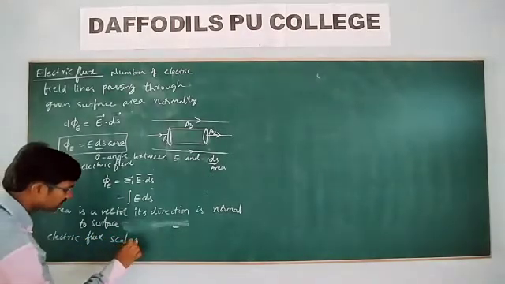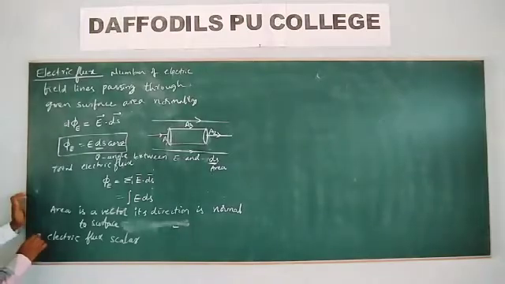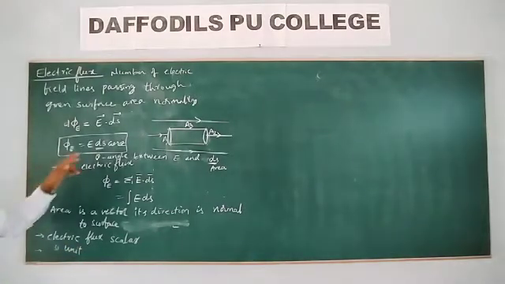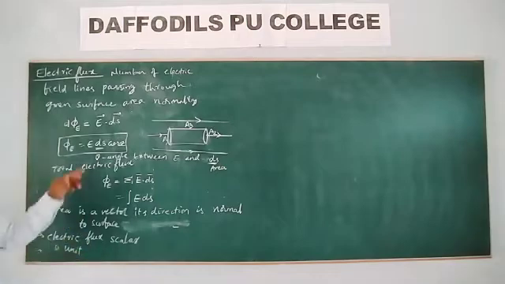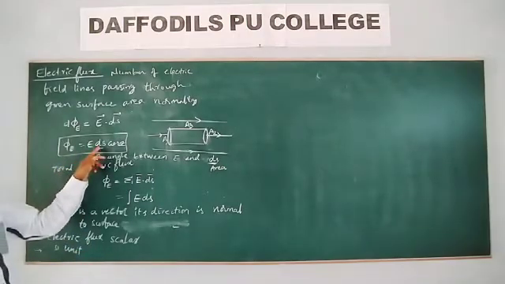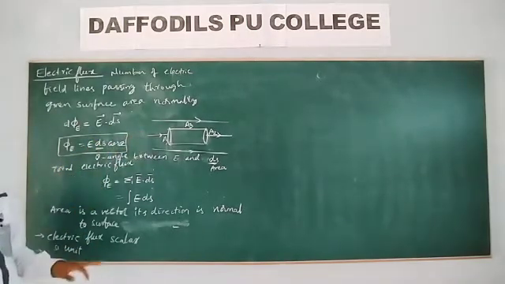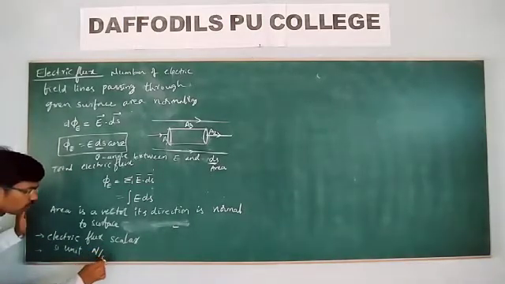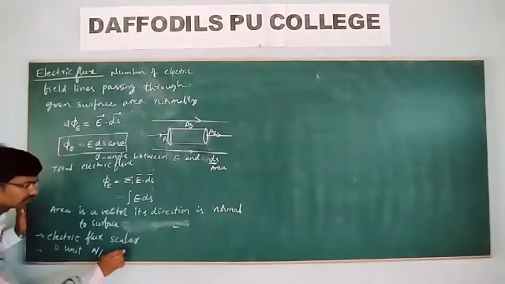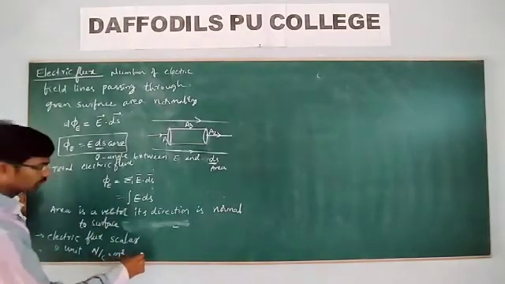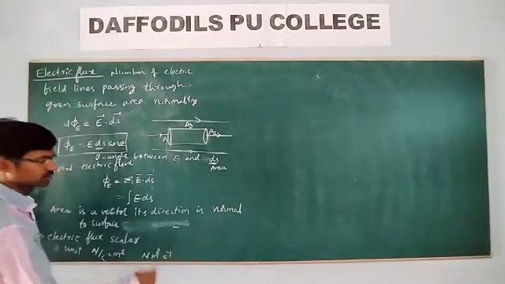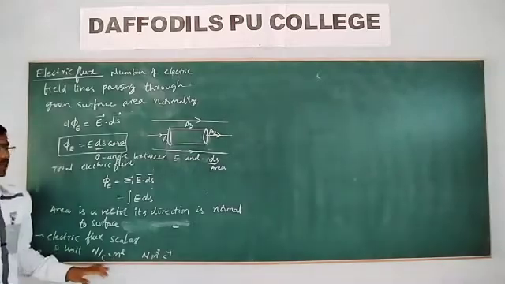And since it is a scalar, what is the SI unit of the electric flux? The electric field unit we already know is Newton per coulomb, whereas ds is the area vector, and the unit of area is meter square. Then the unit is Newton per coulomb into meter square, or you can write it as Newton meter square coulomb power -1. This is the unit of electric flux.